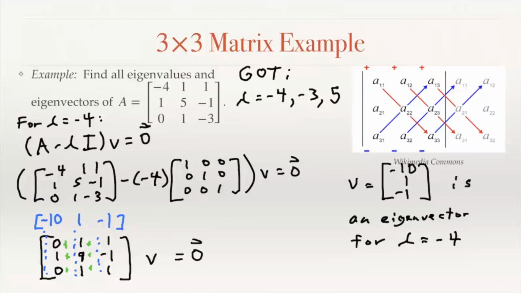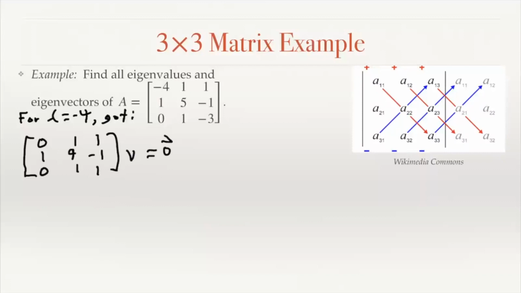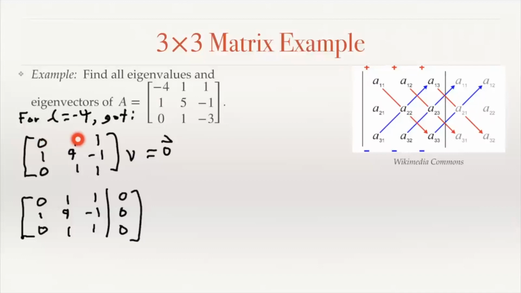Now, in some cases, there won't be zeros, or it might be harder to eyeball and spot a vector that works. And in that case, we need to solve this equation. So let's illustrate how we would go about solving this equation. Okay, so for lambda equals -4, we got this. And if we couldn't eyeball what an appropriate v is, then we would do the following. Write out the augmented matrix for this. Remember, it's equivalent to a system of equations. This is 0x plus 1y plus 1z equals 0, and so on. And we want to solve this matrix equation.